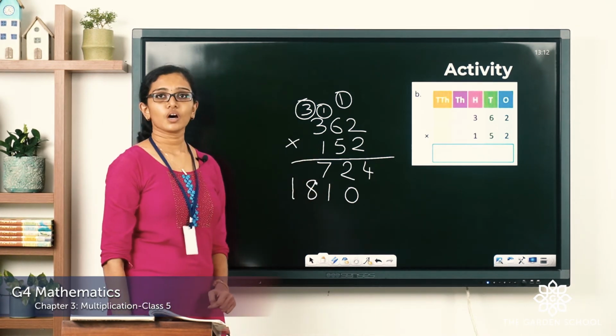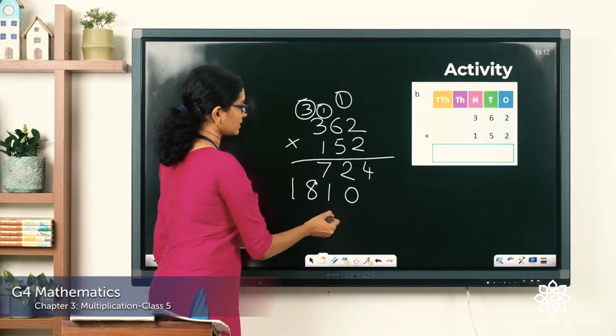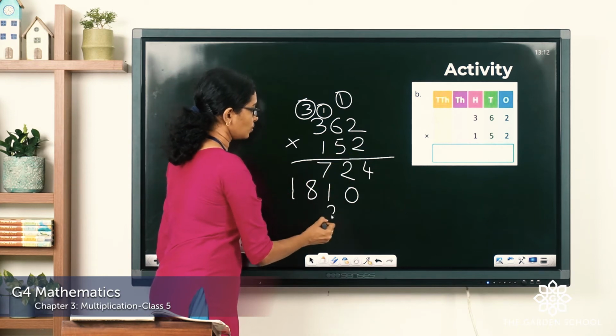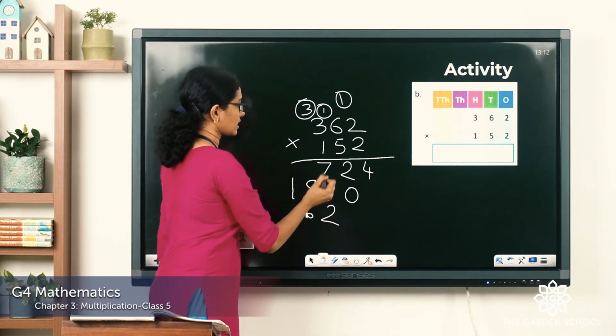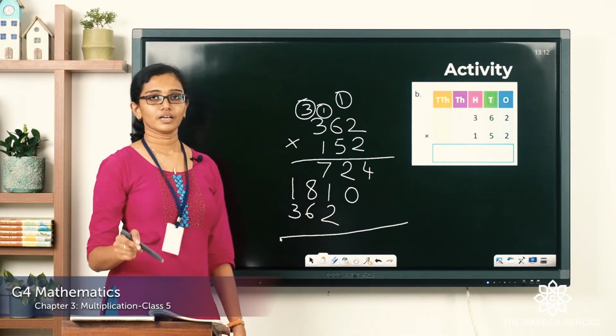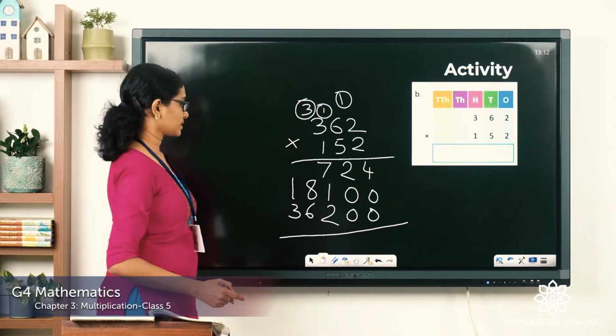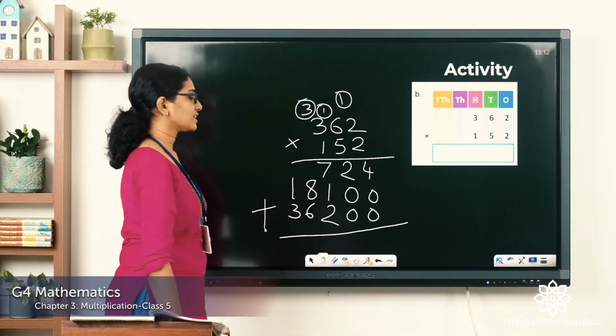Now the next digit of the multiplier. 1 into 2. Where do you write that? Here in the hundreds column. 1 into 2 is 2. 1 into 6 is 6. And 1 into 3 is 3. Now let's insert proper number of zeros to correct the columns and place values. And let's do the addition.